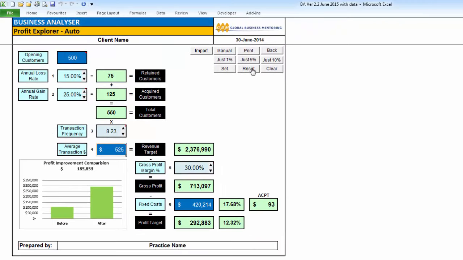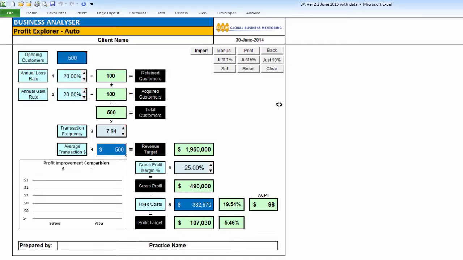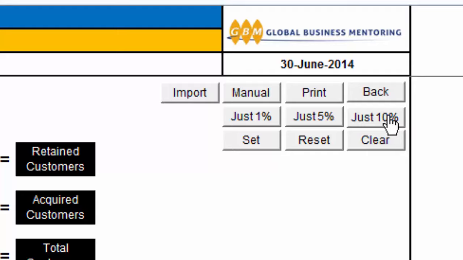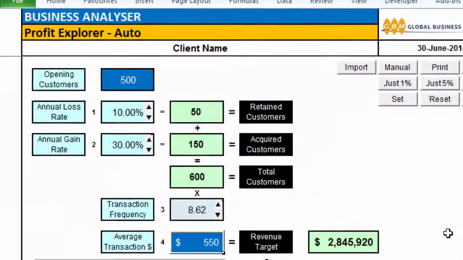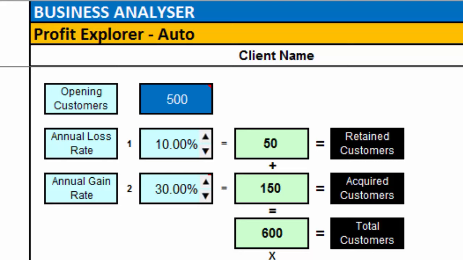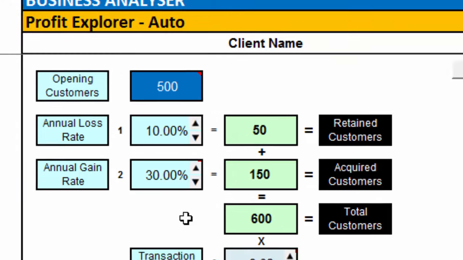We'll reset this one more time, and this time I'll use the just 10%, and I call this the gold lotto button. And we can see now that the loss rate is reduced by half, from 20% on customers down to 10, and that the gain rate has increased from 20 up to 30. So we've got an increase in customers of 100, because we only lost 50 in this scenario. We gained 150, so the net gain is 100, making the total 600.